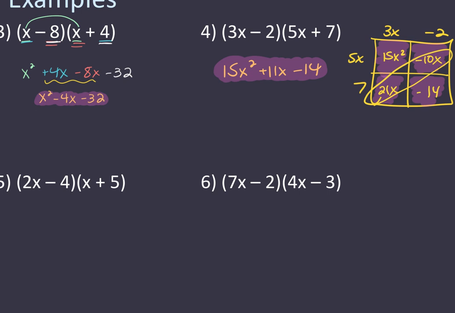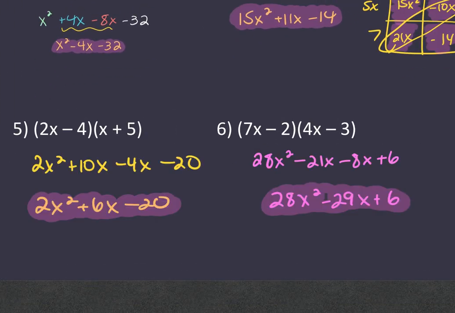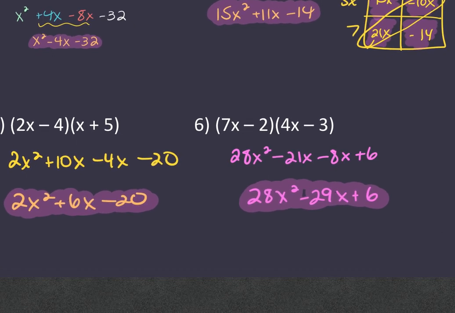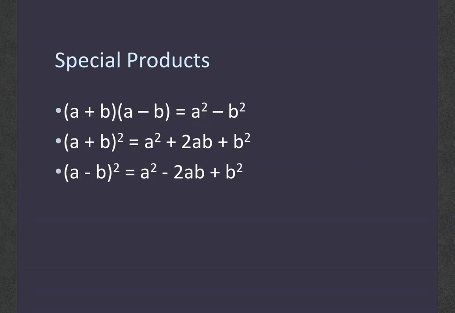All right, so for 5, you should have gotten 2x squared plus 10x minus 4x minus 20. Combine your like terms, you get 2x squared plus 6x minus 20. And then for 6, 28x squared minus 21x minus 8x plus 6, which simplifies to 28x squared minus 29x plus 6. Raise your hand if you got them both right. Good. Questions? Okay.